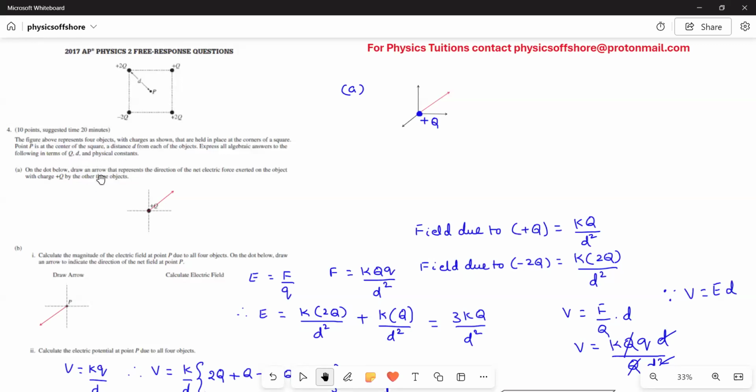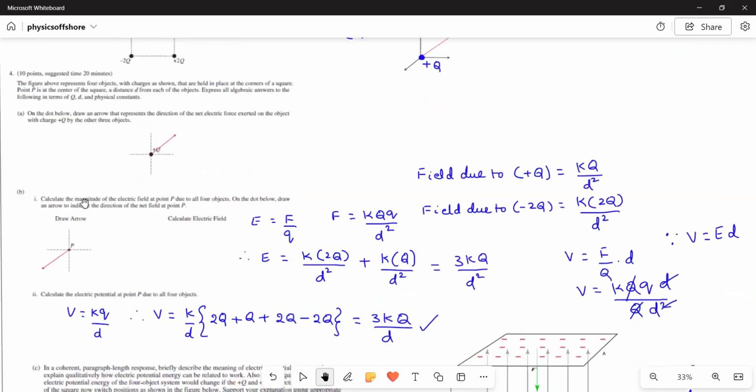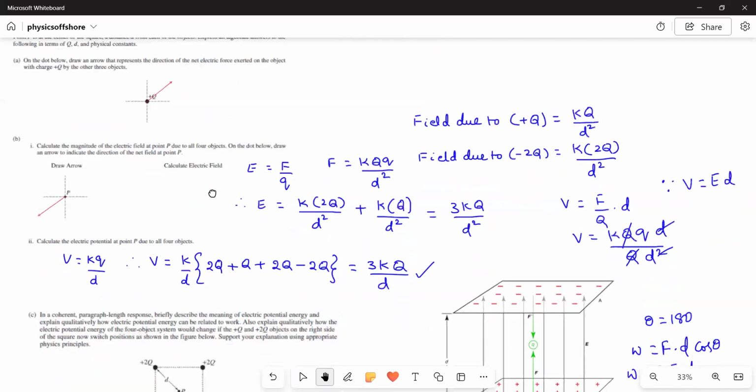On the dot below, draw an arrow that represents the direction of the net electric force exerted on the object with the charge plus Q by the other three objects. Calculate the magnitude of the electric field at P due to all four objects. On the dot below, draw an arrow to indicate the direction of the net field at point P. Calculate electric field. Next bit.